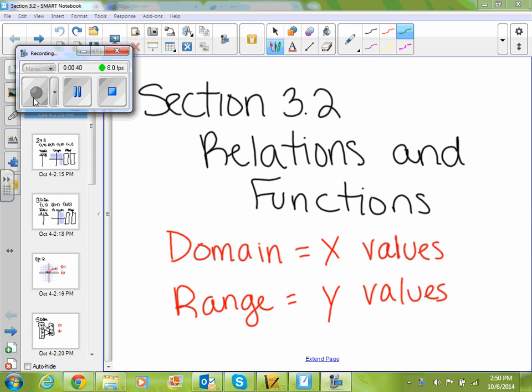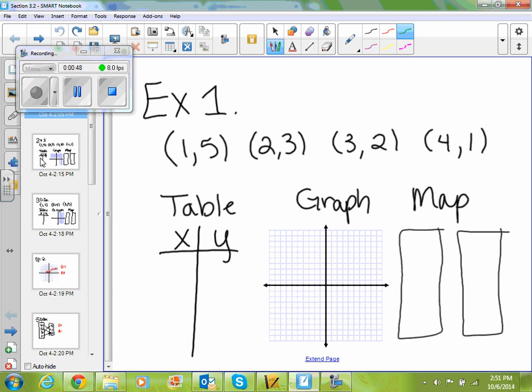Okay, so we're going to look at drawing tables of values, graphing tables of values, and drawing mapping diagrams. Okay, so that's the first part of our lesson. So if we look at example 1, we have the points (1, 5), (2, 3), (3, 2), and (4, 1). And we are going to put these into a table, into a graph, and into a mapping diagram.